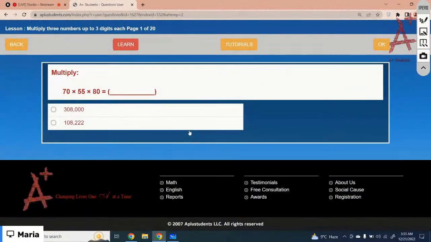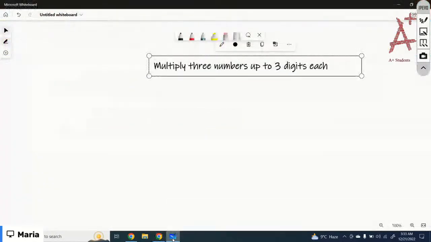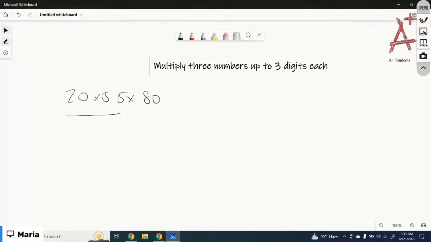Okay, let's start with 70 times 55 times 80. Just look at the example. We have three numbers. Got it? So you have to multiply them. So you can start by multiplying the first two numbers. Let's start with 70 times 55. Got it? This is exactly the same as the questions right before this one. Multiply the two numbers as it is.